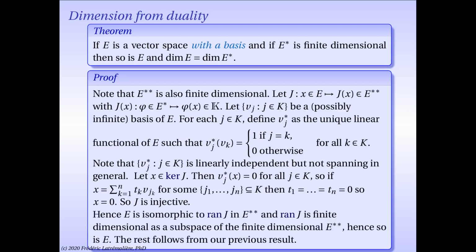But what I can observe is that it tells me that E is isomorphic to the range of J, since J is injective. And the range of J is, of course, a subspace in the bidual of E. But every subspace of the bidual of E must be finite dimensional, since the bidual of E is itself finite dimensional. And since E is isomorphic to a finite dimensional subspace, it is itself finite dimensional. And then we're back to the situation where E is finite dimensional, so the conclusion about the dimensions follows from the work we have done so far.